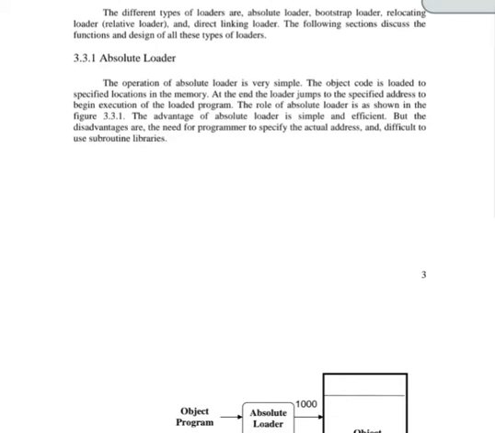So first is the absolute loader. The operation of the absolute loader is very simple. The object code is loaded to a specific location in the memory, and at the end the loader jumps to the specified address to begin execution of the loaded program. The role of absolute loader is shown in the figure on the next page. The advantage of this loader is that it is simple and efficient, but the disadvantages are the need for the programmer to specify the actual address, and that it is difficult to use subroutine libraries.